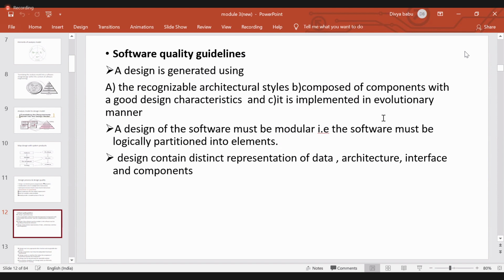Suppose we are applying the divide and conquer rule: if it's a complex project, we divide it into different modules and work on them. This complete project is not done by a single person, it's group work. So if it is logically dividable, then only we can allow this project to be handled by multiple groups. So design also should be modular.